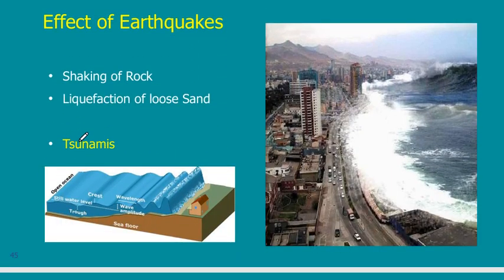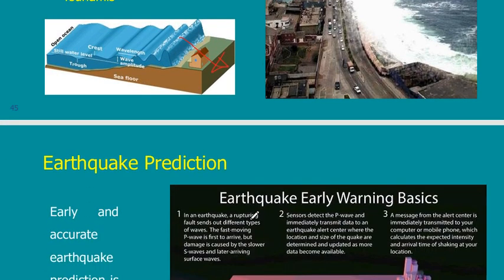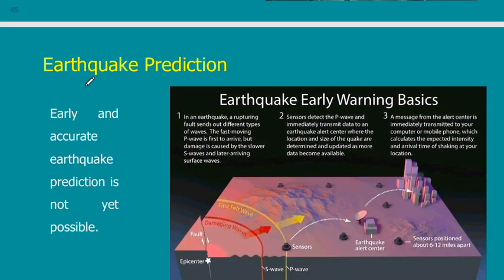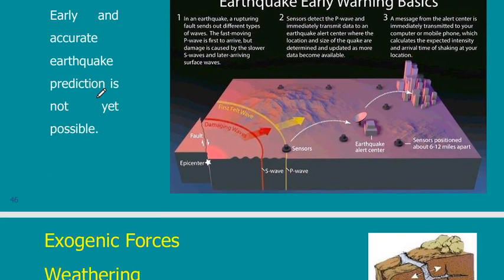The third effect is the tsunami. The tsunami is a wave coming from the inside of the ocean. It propagates until it reaches the shallow shore, so it is still very high and it can destroy everything in front of it. Earthquake prediction. Can we predict an earthquake?